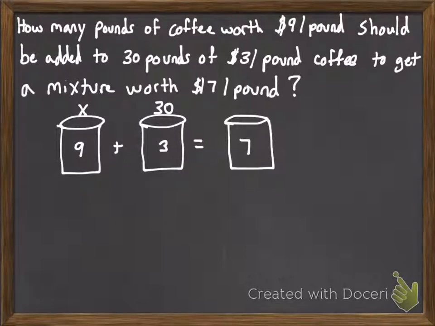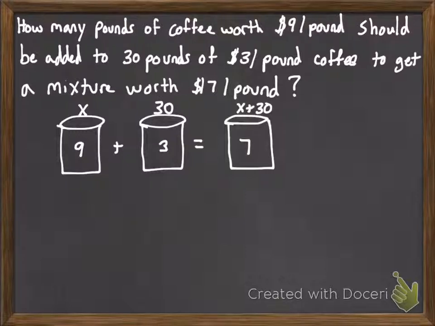Now we have to figure out, okay, what variable expression would represent the number of pounds of $7 coffee we have? Well, if I'm putting X pounds of $9 coffee with 30 pounds of $3 coffee, then it would be the total of those two, or X plus 30. And I think that might be the place where many people might get a little tripped up, because it is a little different than some of the other problems we've looked at solving.